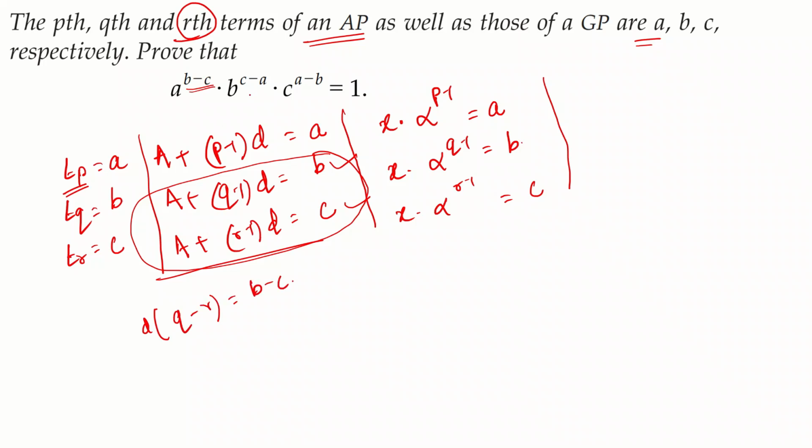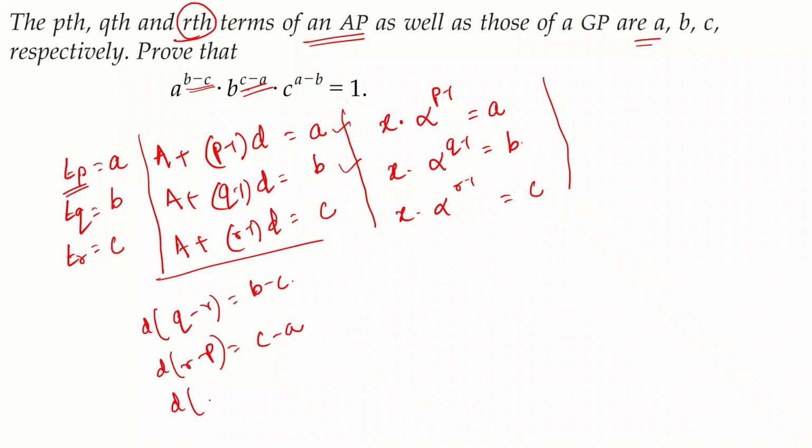Also I need to find out C minus A. For that, I can subtract this from this, so I'll be getting D common, (R minus P) is equal to C minus A. And to find out A minus B, I can do this minus this. So D common (P minus Q) is equal to A minus B. So I've got the values of B minus C, C minus A and A minus B.